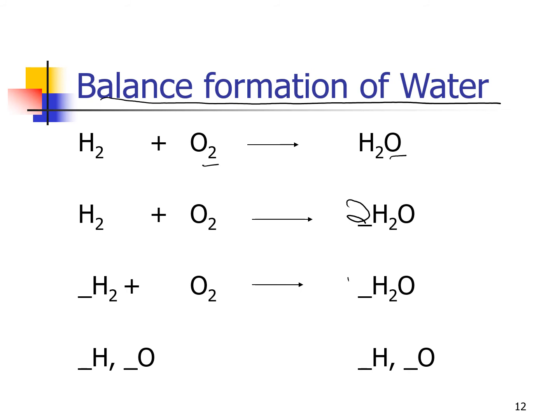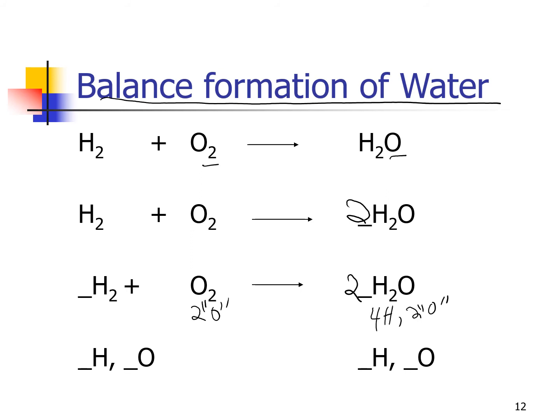However, when we do this, let's go ahead and take a count here. On the left, we said we had 2 oxygens. On the right, we have 2 oxygens because we have 2 water molecules. But what happens is we now have 2 water molecules, and that gives us now 4 hydrogens.